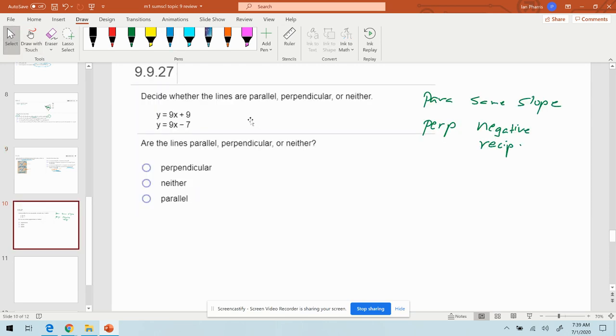One more slide. Just a quick review reminder, parallel or perpendicular. Remember, parallel lines have the same slope. Perpendicular lines have negative reciprocal or opposite sign reciprocals. So the slope there is 9. I think that's parallel.